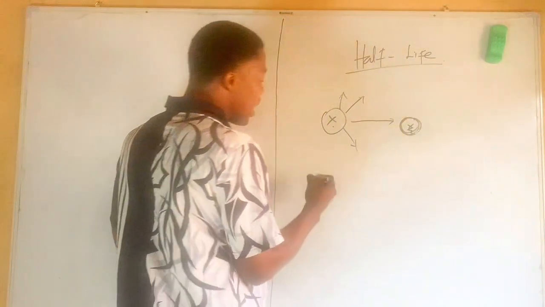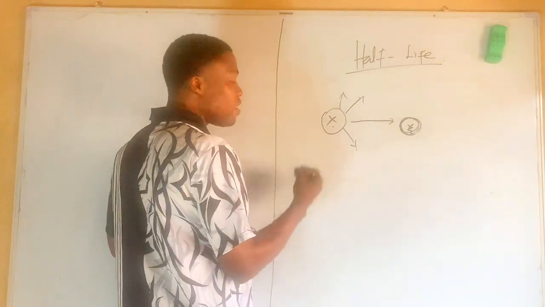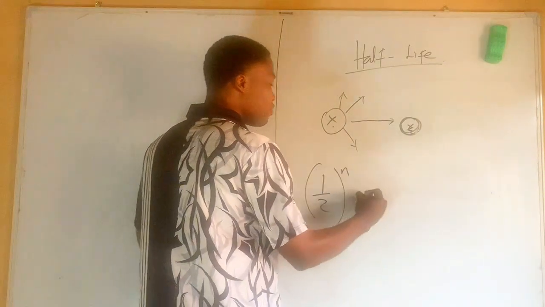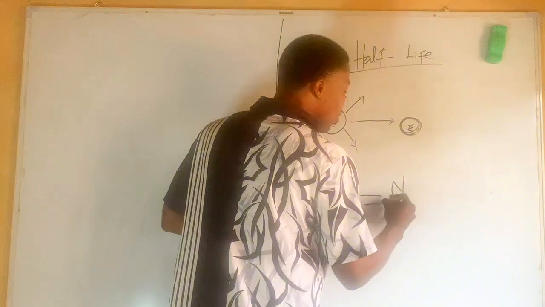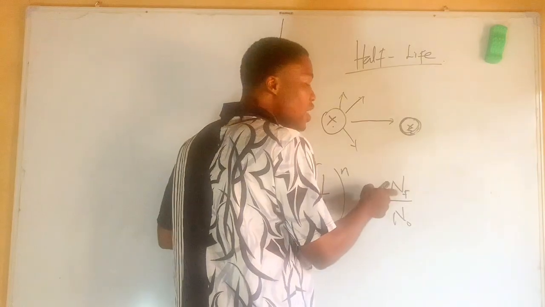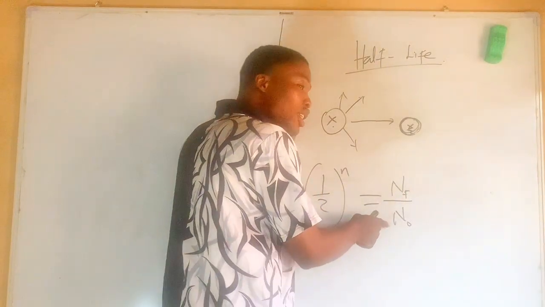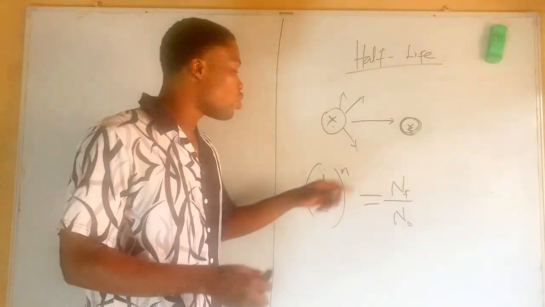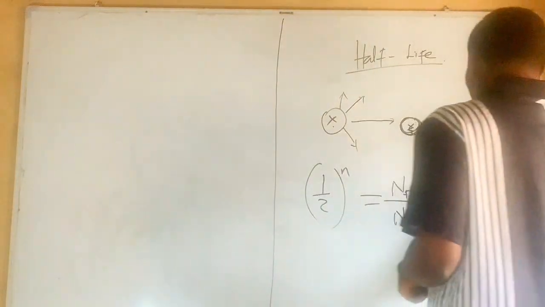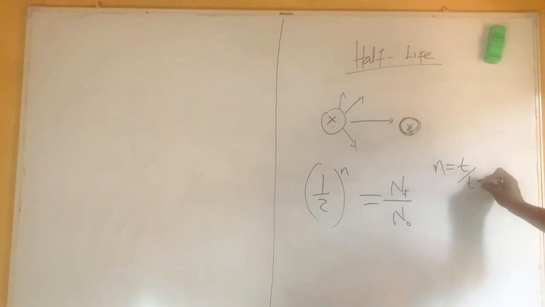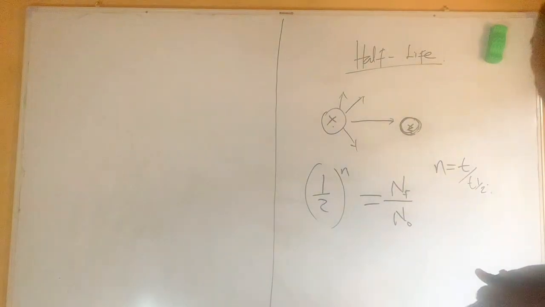First of all, if you have to solve questions on half-life, I derived a formula to quickly do it. The final mass, or final material, over the original material that was initially present, that was allowed to start decaying, is equal to (1/2) raised to power n. What's n? n is equal to t over t half. So n is the time taken over the half-life.